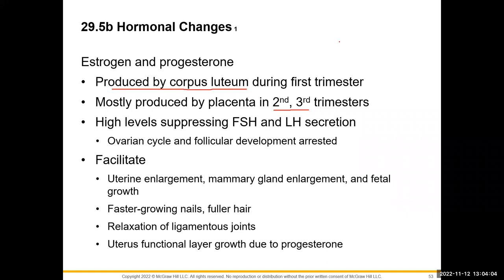Which only makes sense because if we're able to get ligamentous joints to relax a little bit more, that will allow for an easier passage of the fetus through the birth canal. And then obviously those hormones, estrogen and progesterone, are going to help that functional layer of the endometrium increase and sustain. Primarily at this point, progesterone takes over a big role in that.